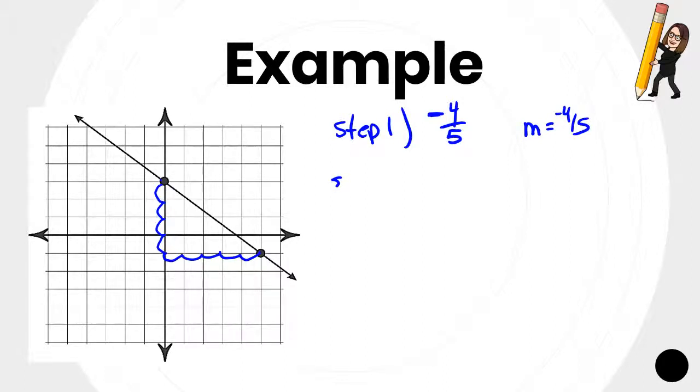Step two is to look at your y-intercept. Where does your graph cross the y-axis? It crosses at 1, 2, 3. So my b is positive 3.